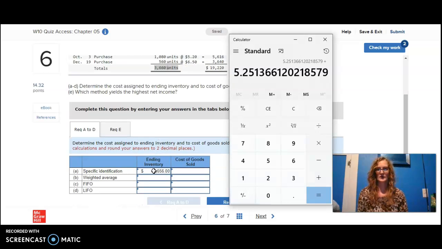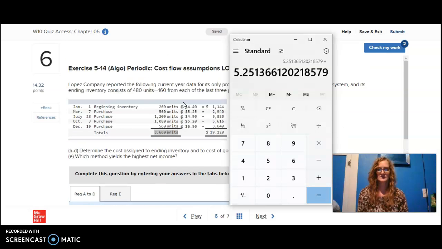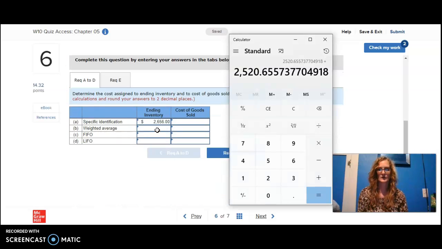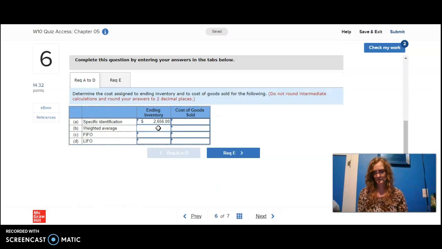And so we need to find 480 units at that price. So we multiply this by 480, or whatever your number is. And for me, I get 2,520 and 66 cents. So I put that here.